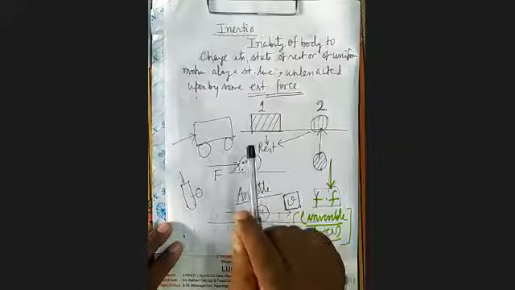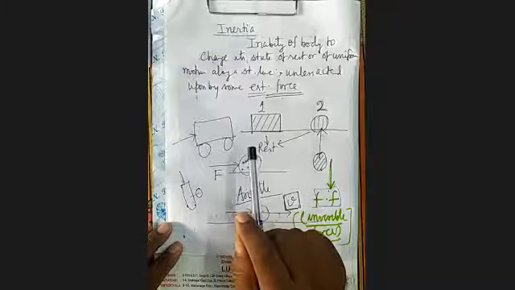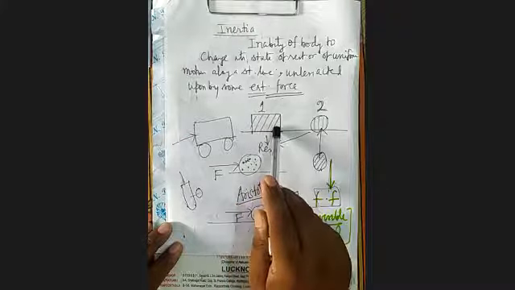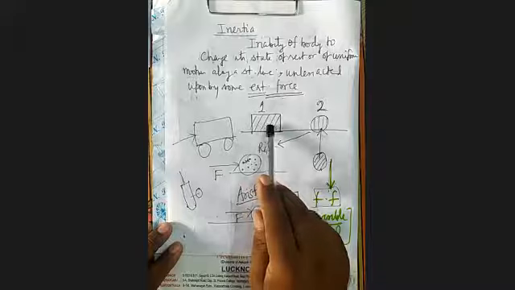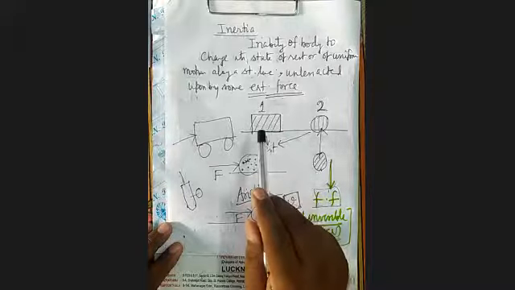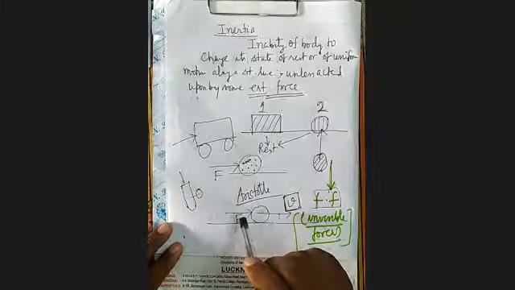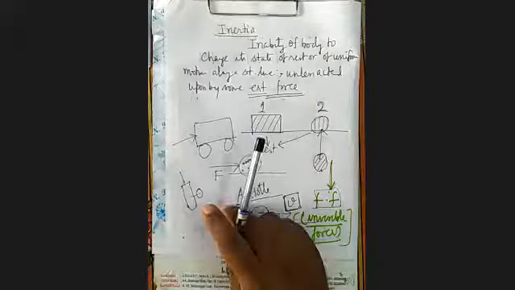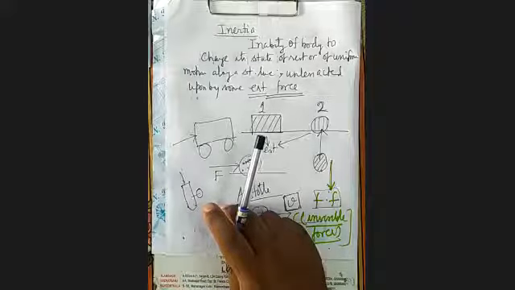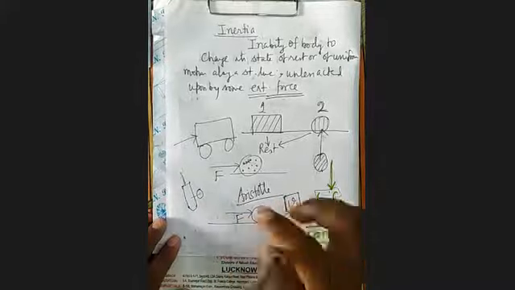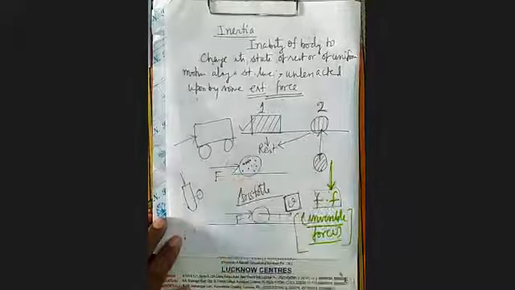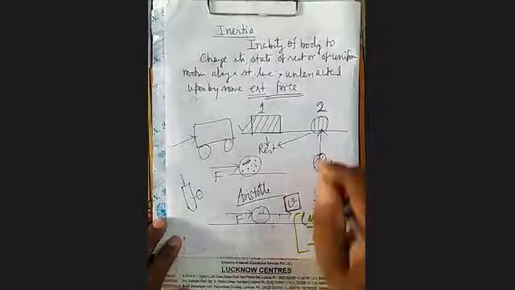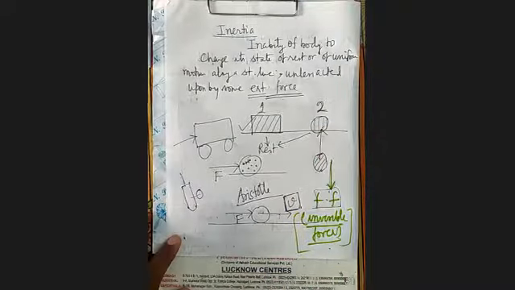This thing is clear. This thing is clear or not? It will move only when a large force is acting over it. So see here, whose inertia is more? The box has greater inertia, the ball has less inertia.